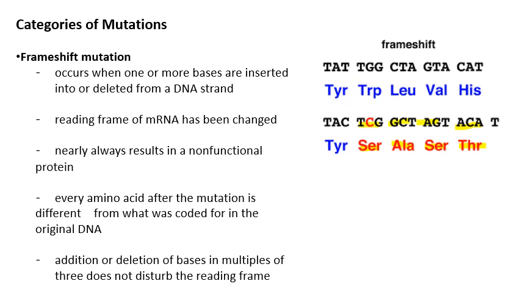And those are almost always non-functional proteins because it's basically nonsense, right? We've changed every single amino acid, so it doesn't even resemble the original protein that was coded for in the recipe at all, right? So frame shift mutations are almost always the most devastating type of mutation that can happen.